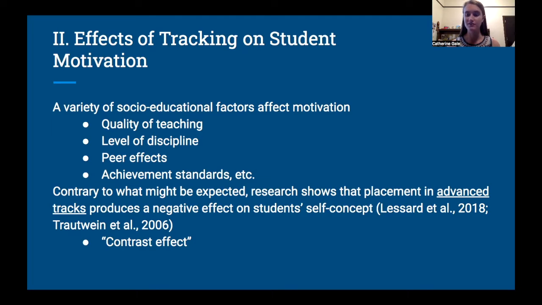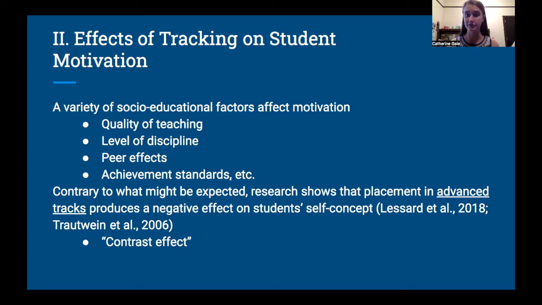This is from two different studies, Lessard et al. and Trautwein et al. Lessard looked at a sample of Canadian high school mathematics students, whereas Trautwein looked at German ninth graders, and both found evidence of something called a contrast effect. A contrast effect essentially means that students, instead of comparing themselves to their school as a whole, so to students in other classes, tend to compare themselves to their immediate environment instead. So they're only comparing themselves to the peers that they have in their immediate classroom.